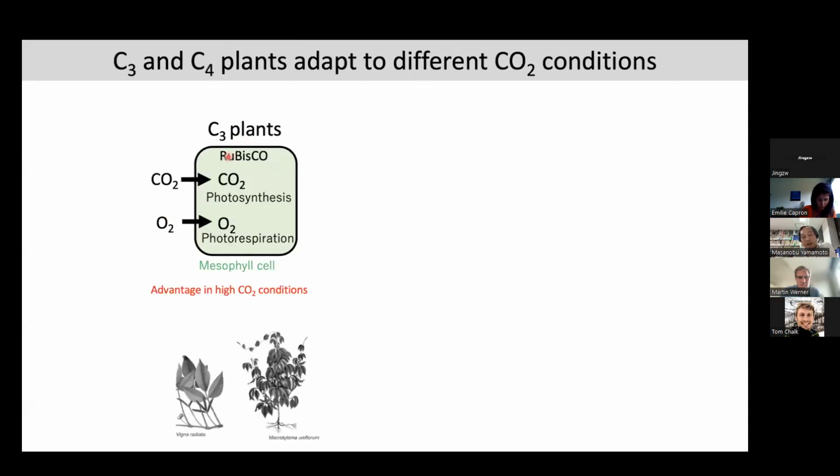C3 plants fix carbon from CO2 by photosynthesis using the Rubisco enzyme. This enzyme also fixes oxygen and loses carbon by photorespiration. So if the CO2 concentration is low, photosynthesis is suppressed compared with photorespiration. So photosynthesis is not efficient. This is the reason why C3 plants have a disadvantage in low CO2 conditions.